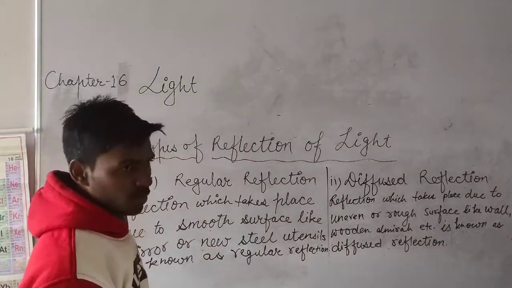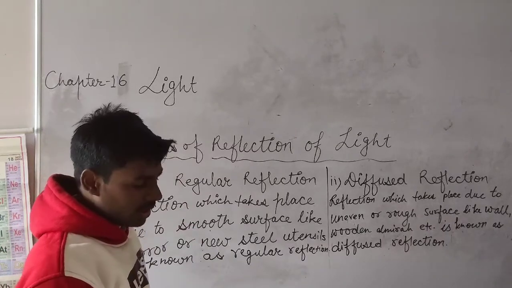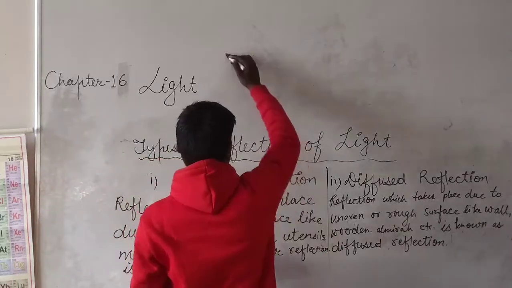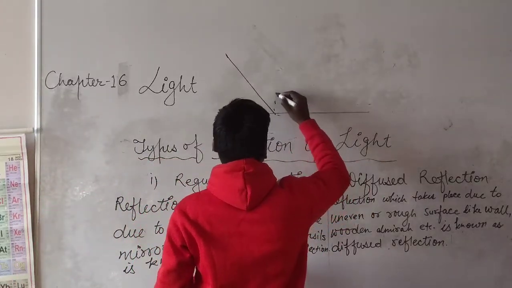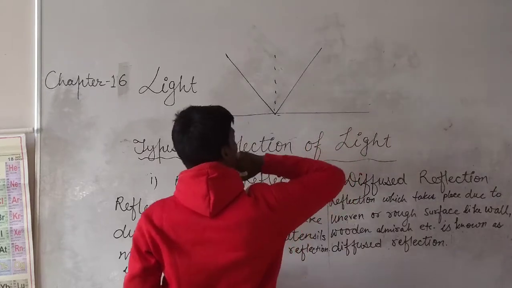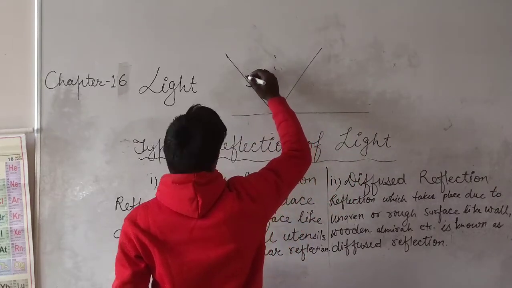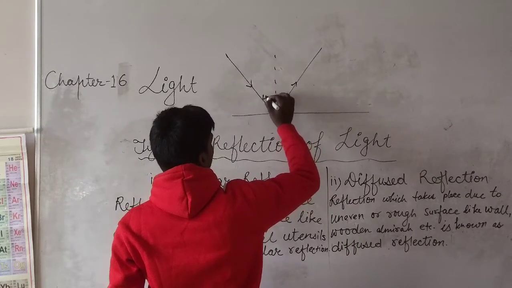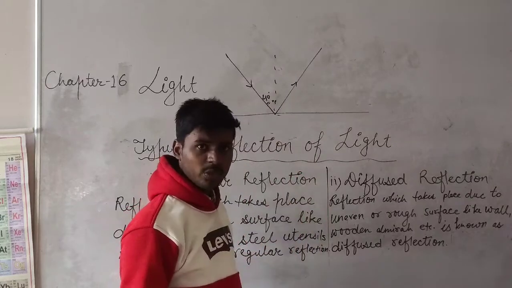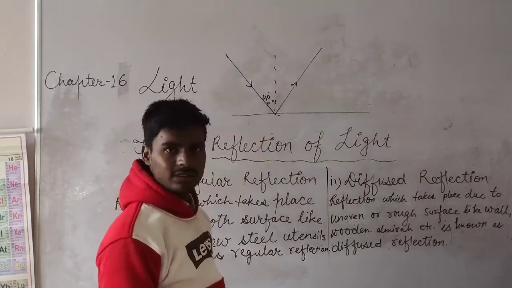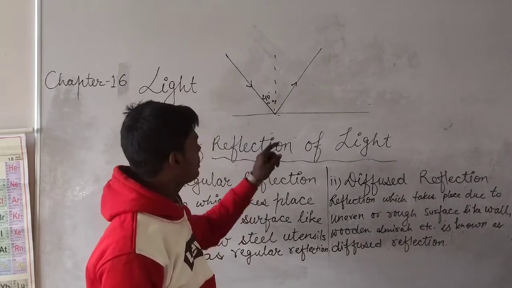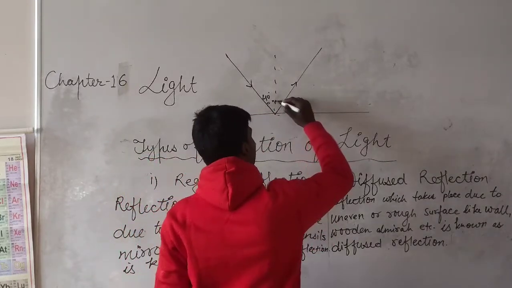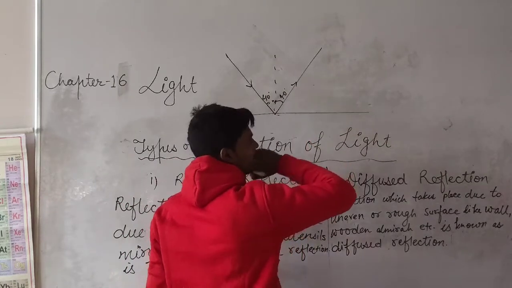Okay. So what was the second rule? Angle of incidence. Let's say this is our normal, this is the incident ray, and this is the reflected ray. The angle formed here, let's say, is 40 degrees. Can you tell me this angle? Yes, very good. This is the second law: angle of incidence is equal to angle of reflection. So this angle will also be 40 degrees.